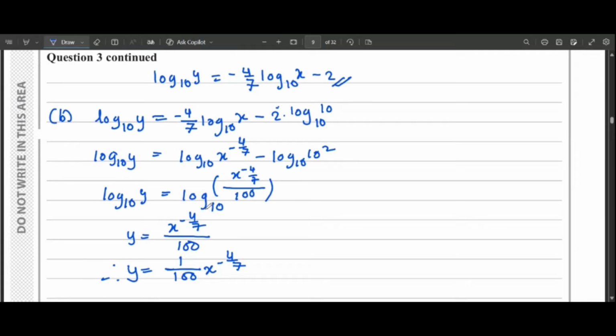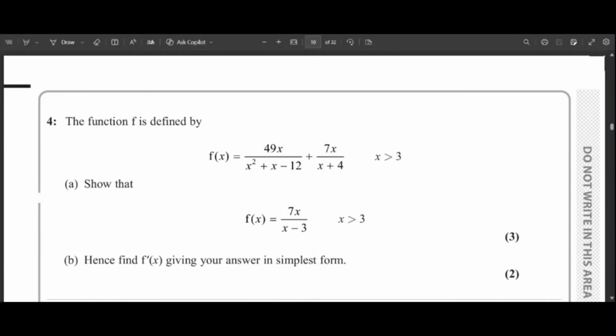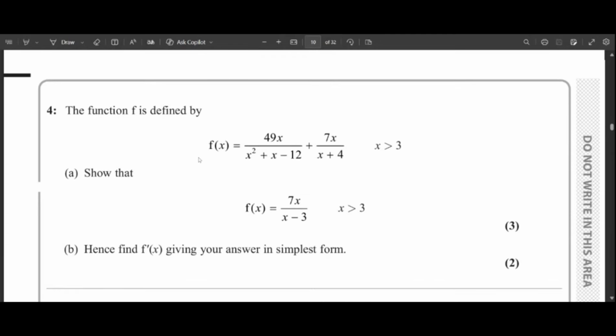We can now move on to question number 4. We can see that we are given a function f(x) which is equal to 49x divided by x squared plus x minus 12, plus 7x divided by x plus 4. And we are also given that in this function x is greater than 3. So the domain information for this function is also given. Now we have to show that f(x) is equal to 7x divided by x minus 3.